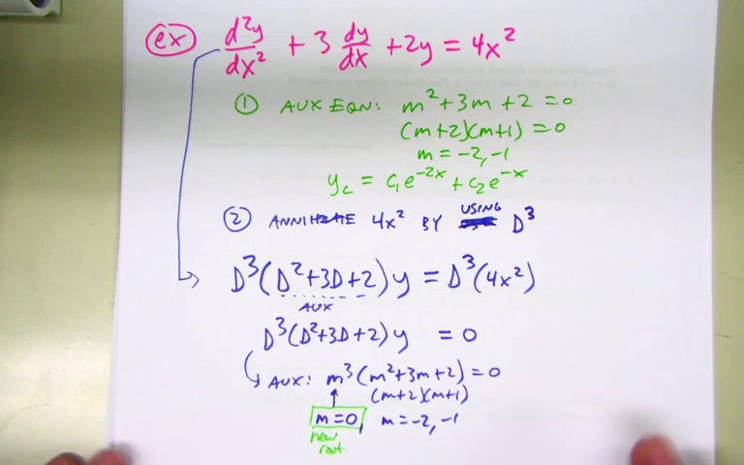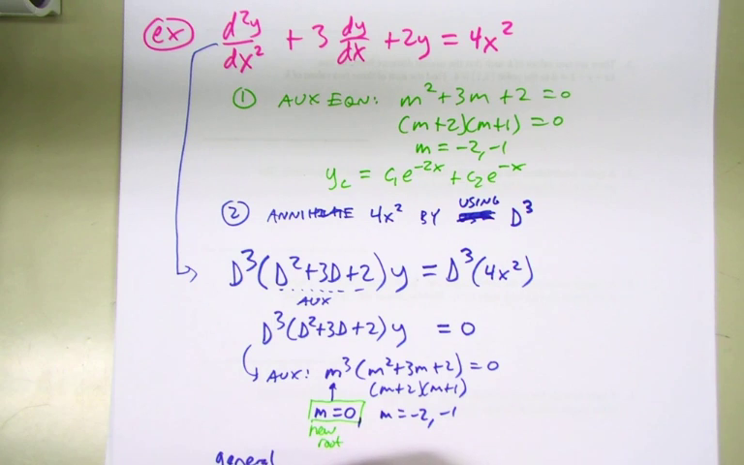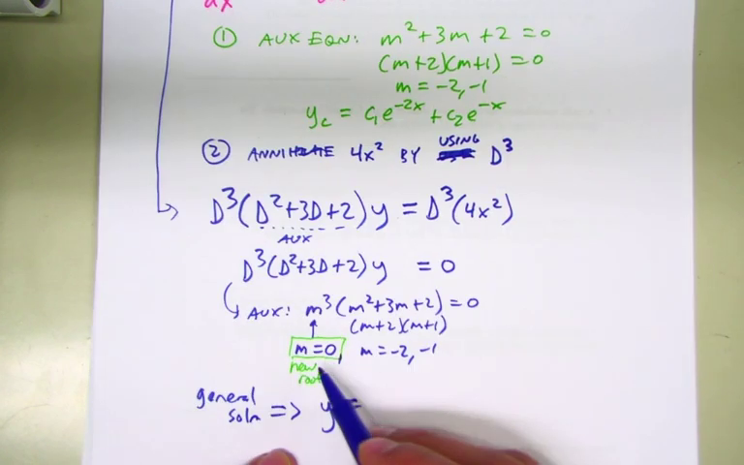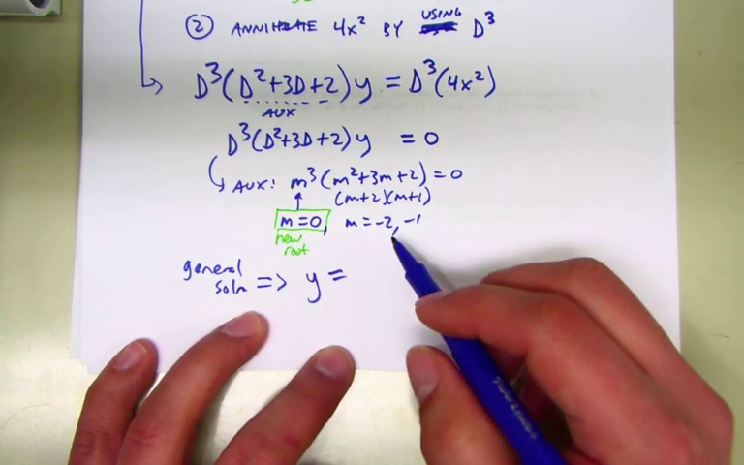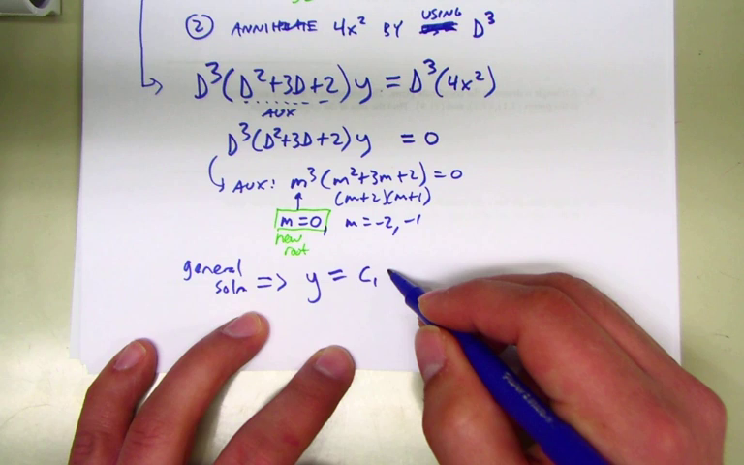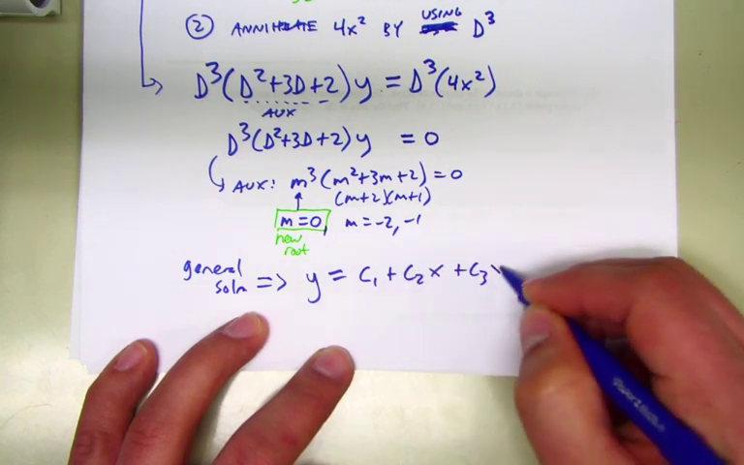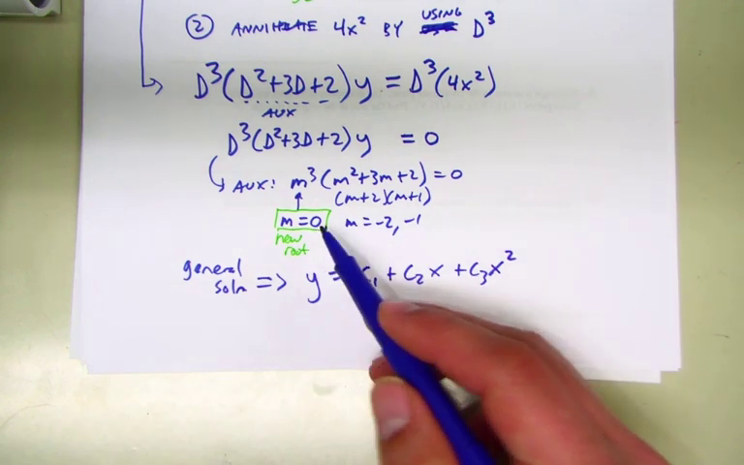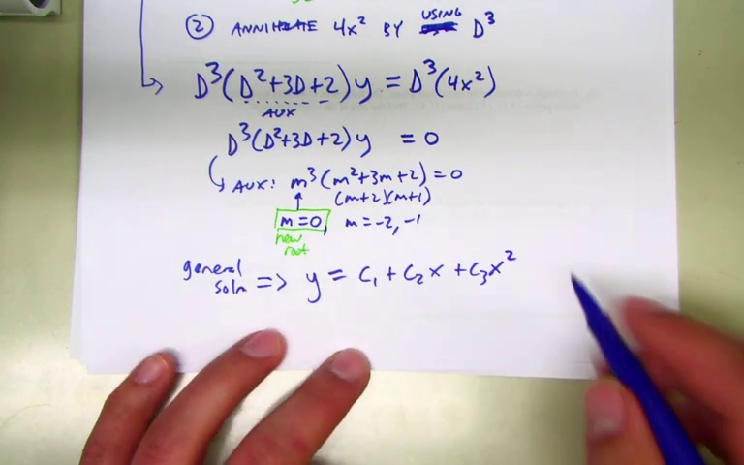Okay, so now if I build the solution here, from here we'll get the general solution. Since we have 0 with the multiplicity of 3, that's going to be c1 plus c2x plus c3x squared. Remember that this is really e to the 0, but e to the 0 is 1. So we'll just have c1, c2x, and c3x squared.